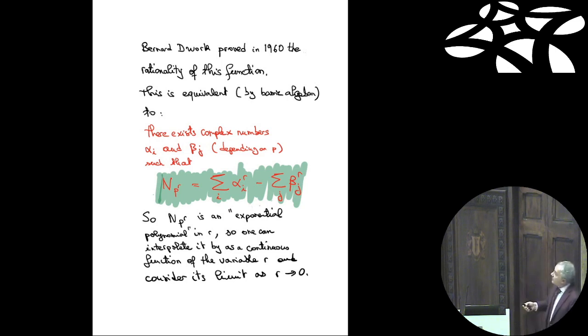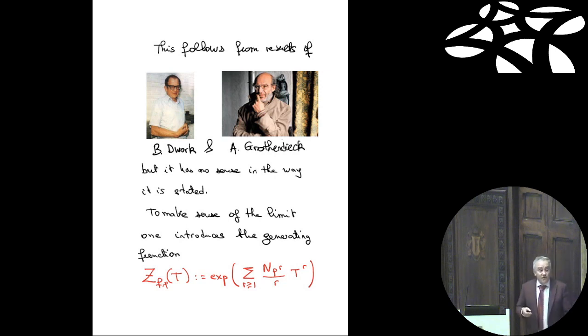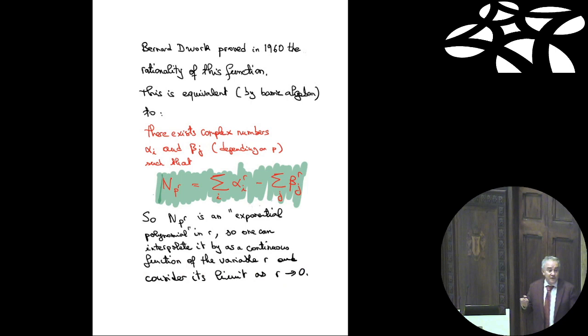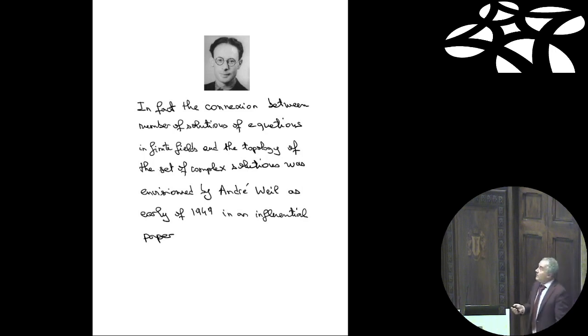And then there is this Grothendieck part. It follows from a much more precise and general statement by Grothendieck that, in fact, the degree of the zeta function is related to the Euler characteristic, and this explains this marvelous statement. So, in fact, the connection between the number of solutions of equations in finite fields and the topology of the set of complex solutions was already in the vision of André Weil in a very influential paper at the end of the 40s.